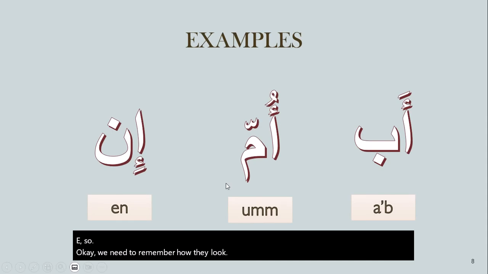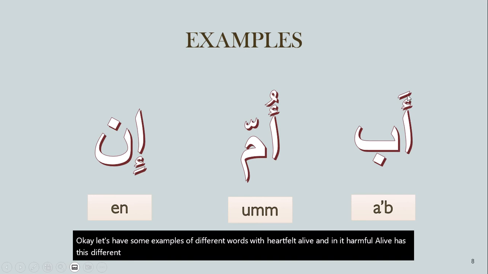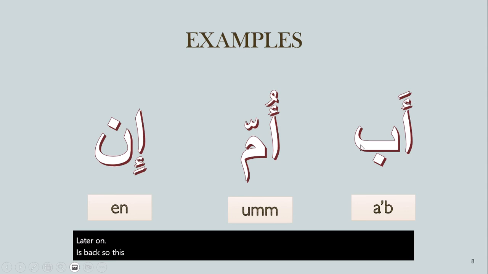Okay, let's have some examples of different words with harf al-alif, in which harf al-alif has these different harakat. The first one is with fatha, as we see here, so it will be pronounced a, and the second letter, we will talk about that later on, is ba. So this is pronounced ab. Okay, ab means father in Arabic.